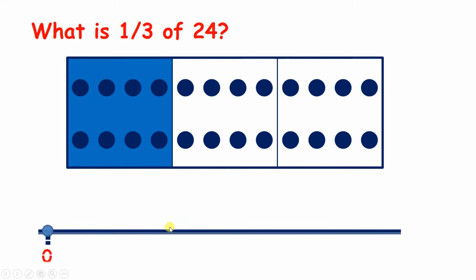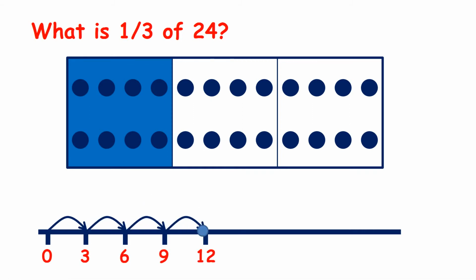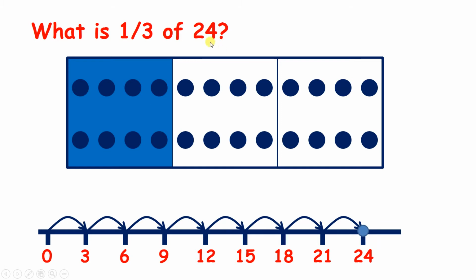And we can find a third by counting on a number line, grouping in 3s. So 3, 6, 9, 12, 15, 18, 21, and now we've reached 24. So we have 1, 2, 3, 4, 5, 6, 7, 8 jumps. So we know that 1/3 of 24 is 8.